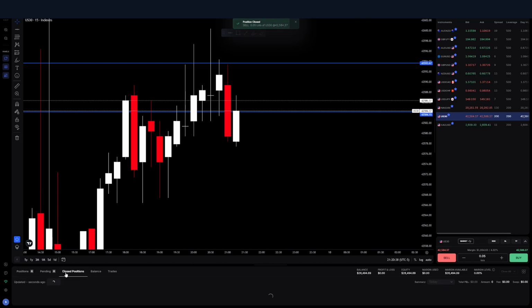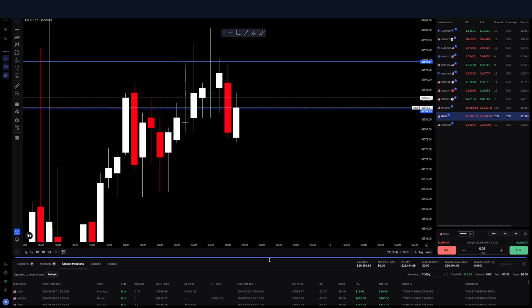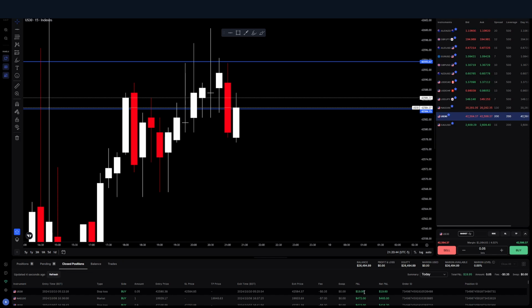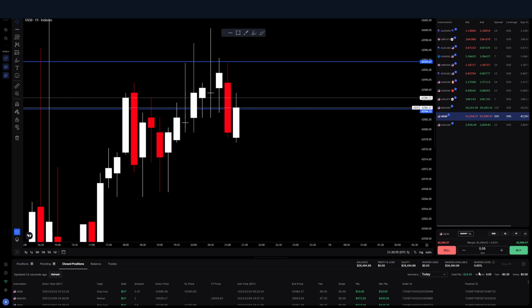Now if we go to closed positions, you can see that we're out. Here's my trade here. We got stopped out for $19.95. So again, live account, we basically made $20 in about 12 minutes. I mean, again, not bad. That amounts to 0.05 lots. My fee is negative 0.35.